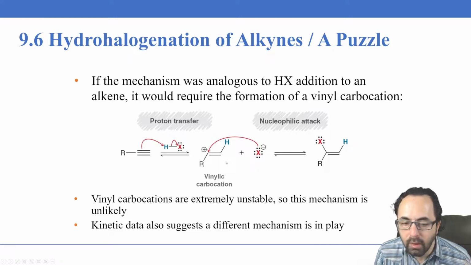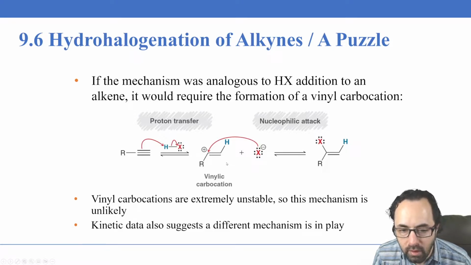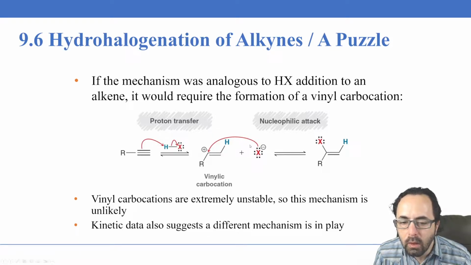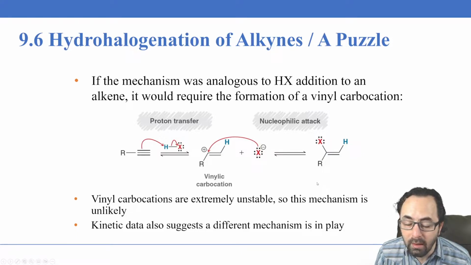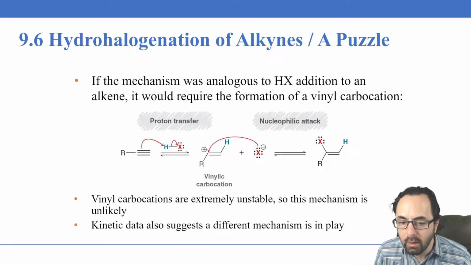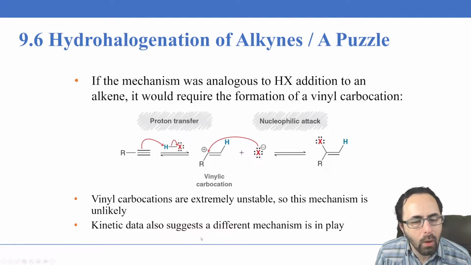We would prefer to have a tertiary carbocation, much prefer, or even a secondary one. And so this mechanism would seem to indicate that this reaction would proceed very slowly. But the kinetic data says that it proceeds quite readily. So what's the deal here? If it's not proceeding slowly, it's probably not going through this vinylic carbocation intermediate, which would be unstable and high in energy and hard to reach. Therefore, you'd end up with probably a high energy transition state and a slow reaction.